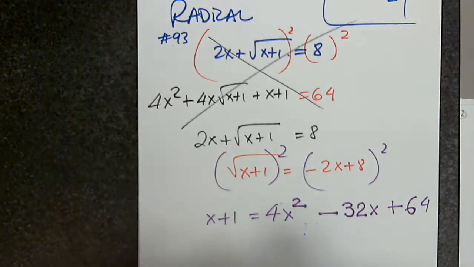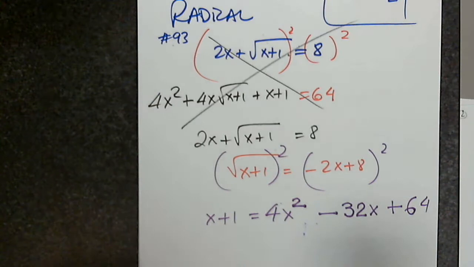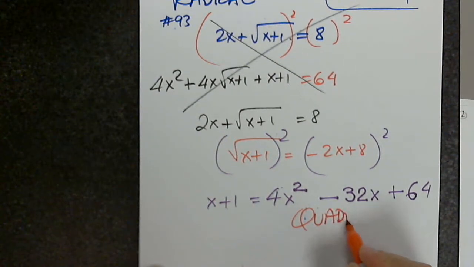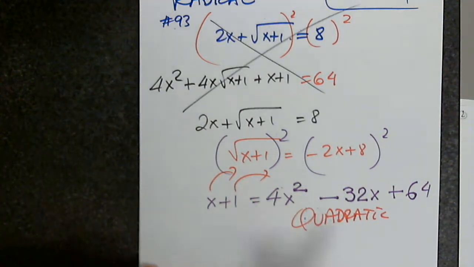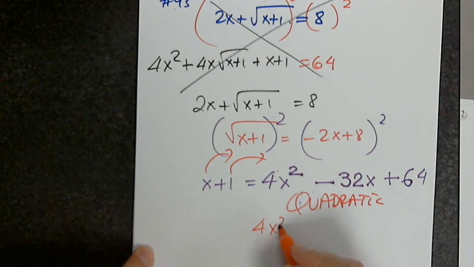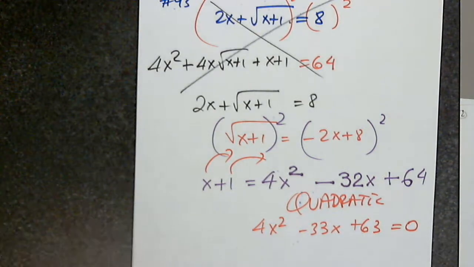Excellent. Now what type of equation is this? Once I identify it correctly, I'll know what to do. Exactly. Now let's dig deep. What do we always do with a quadratic? I shouldn't say always because there are minor exceptions. Exactly. Set it equal to 0. So I'm going to move these 2 terms to the other side. So I have 4x squared minus 33x plus 63 equals 0. I subtract x from both sides, and I subtract 1 from both sides.